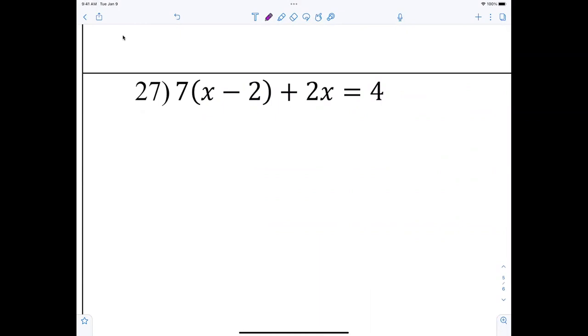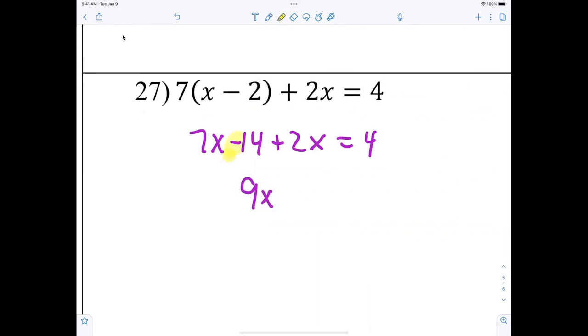Distribute. Go. Tell me. You are amazing. Yes. Come on. What? Oh, no. Yes, ma'am. You see your mistake. Everybody does that by accident. They look at this minus sign here. All right, so don't do that. So 9x minus 14 equals 4. Go.